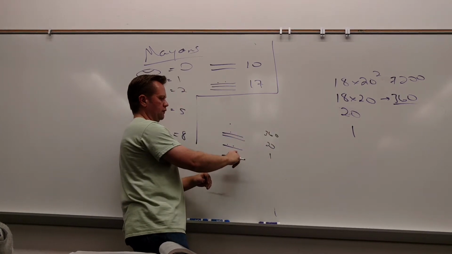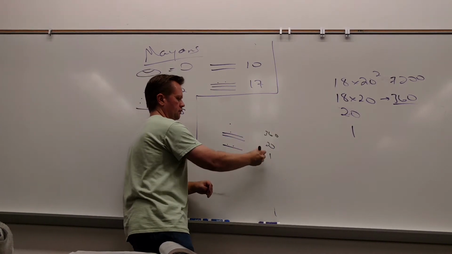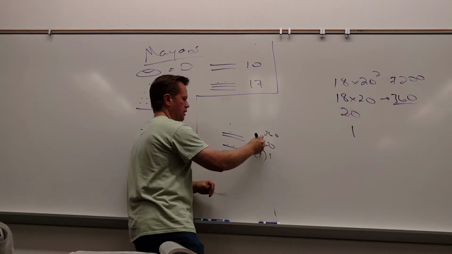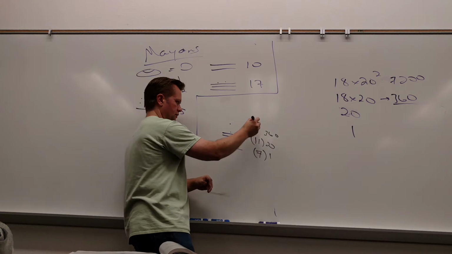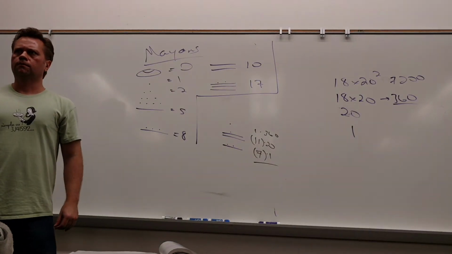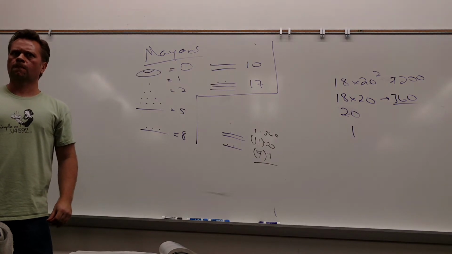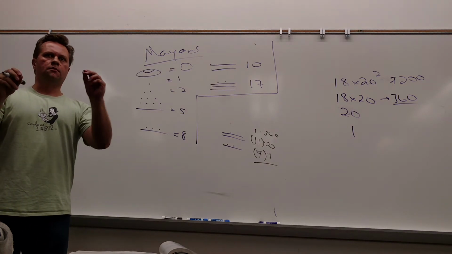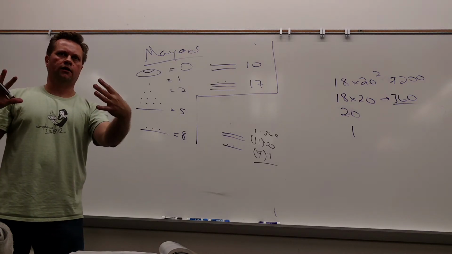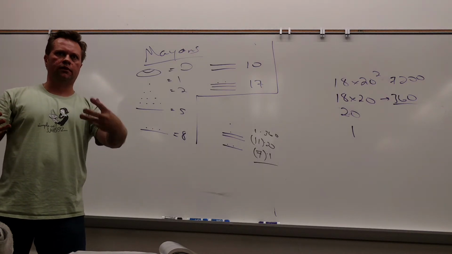So how many 1s do I have? 7. And how many 20s? 11. And then how many 360s? 1. So then you multiply and you add. So it's kind of like the Babylonians thing, where you multiply. Babylonians and Mayans had the exact same concept as to how to put numbers together. They just had different symbols in different places.